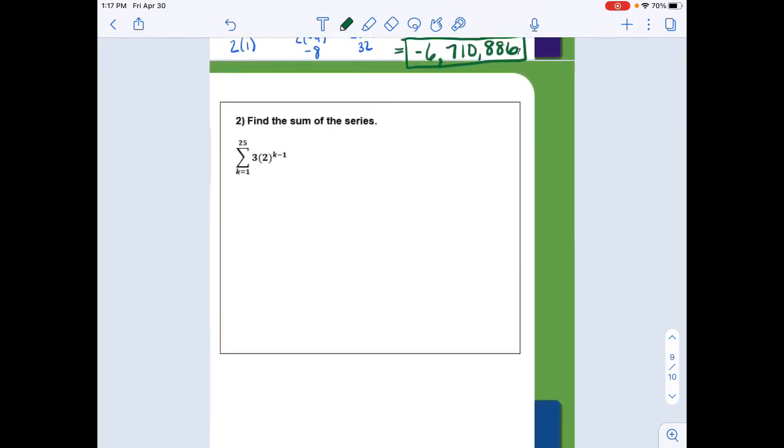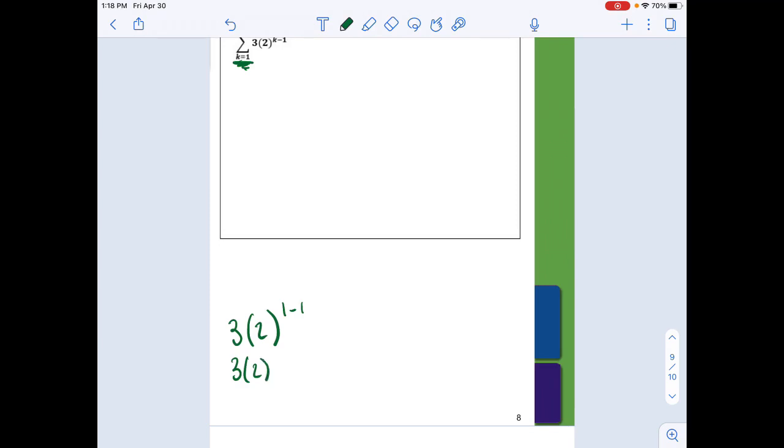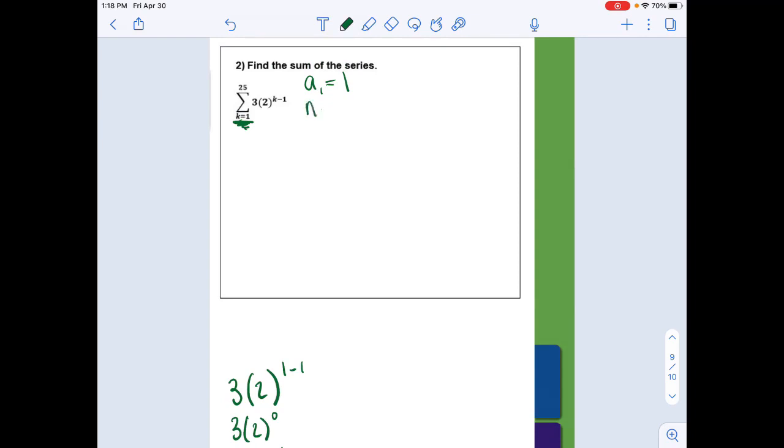Okay, part 2, we are going to find the sum of this series. Once again, we can go ahead and plug in some info, starting with our first term. Notice you always start with this number down here. If it doesn't start at 1, you plug in whatever number is at the base. So we have 3 times 2 to the 1 minus 1, so 3 times 2 to the 0 power, or 3 times 1. So our first term, a sub 1, is equal to 1. We know our end term is 25 minus 1 plus 1, or 25.